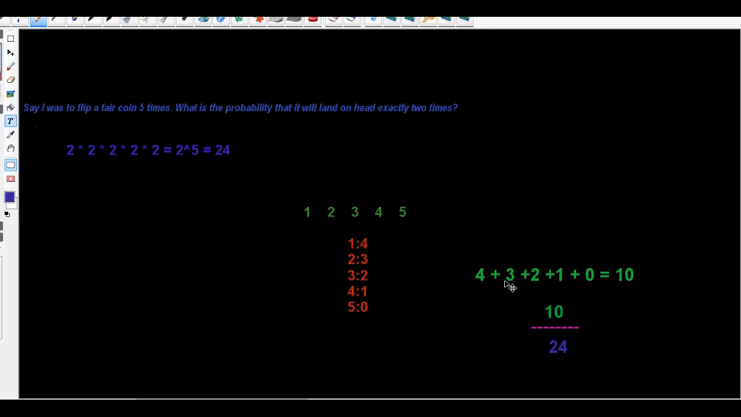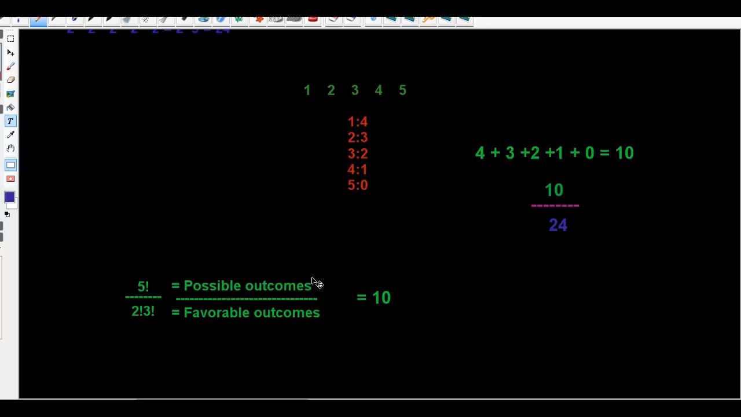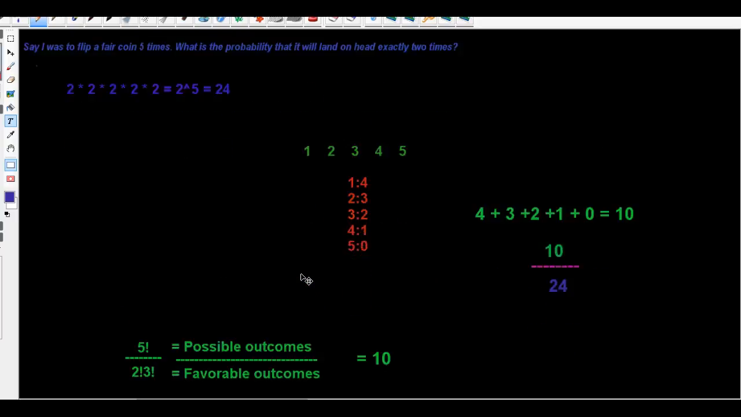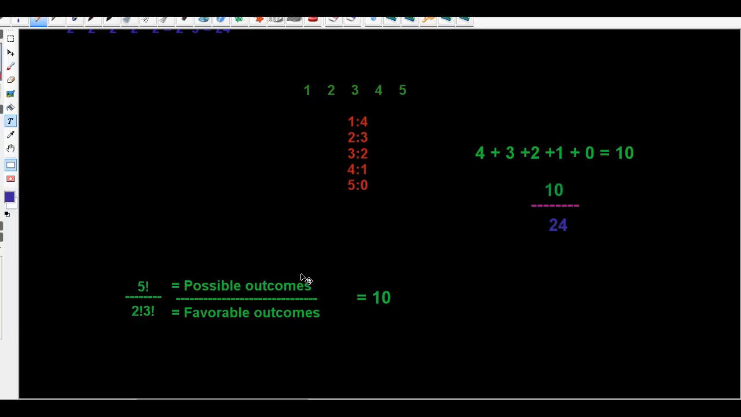Now there's another way you can do this that may be easier for you if you are better at this way than that way, where you have 5 factorial, which is the possible outcomes, and then 2 factorial and 3 factorial, which is the favorable outcomes. When I say 5 factorial, it's the same thing as 5 multiplied by 4, multiplied by 3, multiplied by 2, and then multiplied by 1.